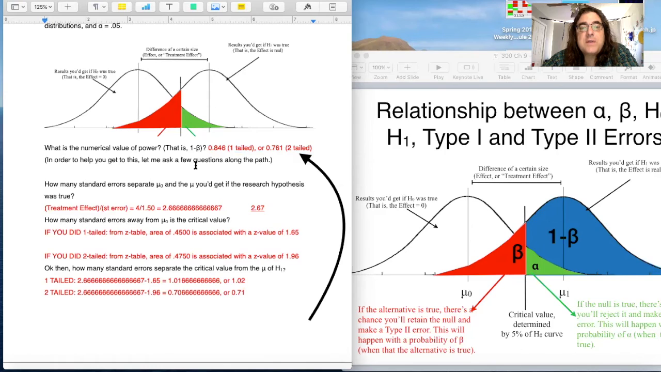Notice, just for your edification, that a one-tailed test, if you give yourself the advantage of using a one-tailed test, you will, in fact, be able to increase your power, increase the probability that you'll find an effect. That's a little bit of a cheat, as I said before, but that's how the math works out.